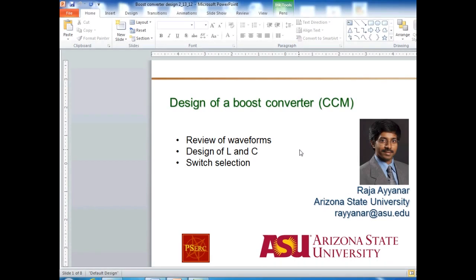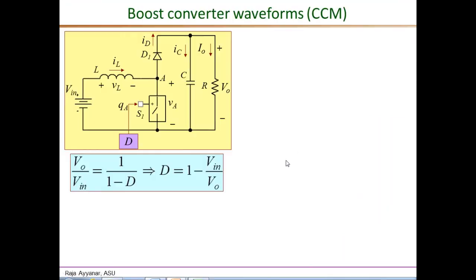In this video, we will learn about the design methods and the design equations for the power stage components of a boost or a step-up converter. In particular, we will look at the equations for the various parameters for selecting the input inductor and the output filter capacitor, as well as the requirements on the power MOSFET and the diode.